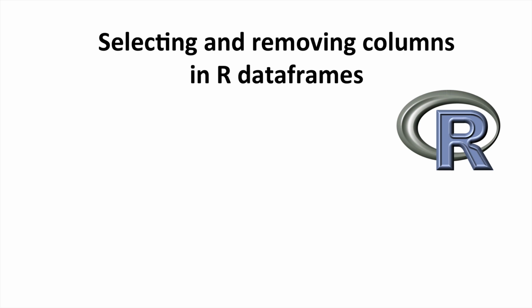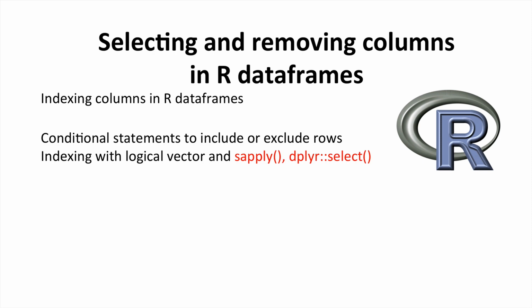Today we're going to be talking about selecting and removing columns from R data frames. To start with, we're going to consider the essentials of indexing columns for R data frames. Once we've mastered this, we'll move on to see how we can select columns based on certain conditions. We can do this by providing an index that is a logical vector.